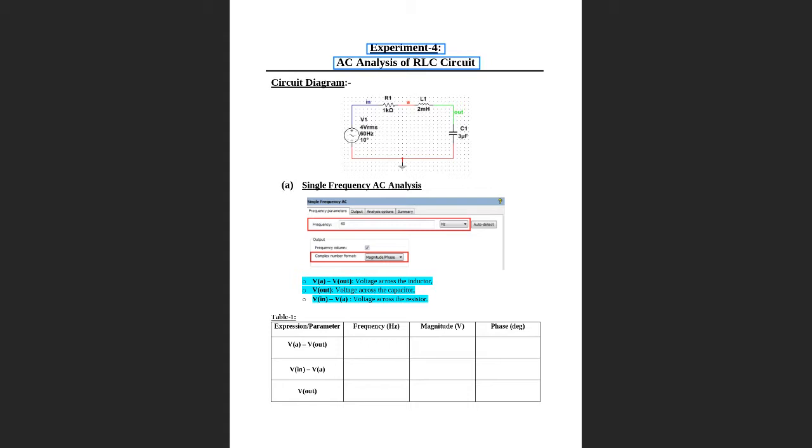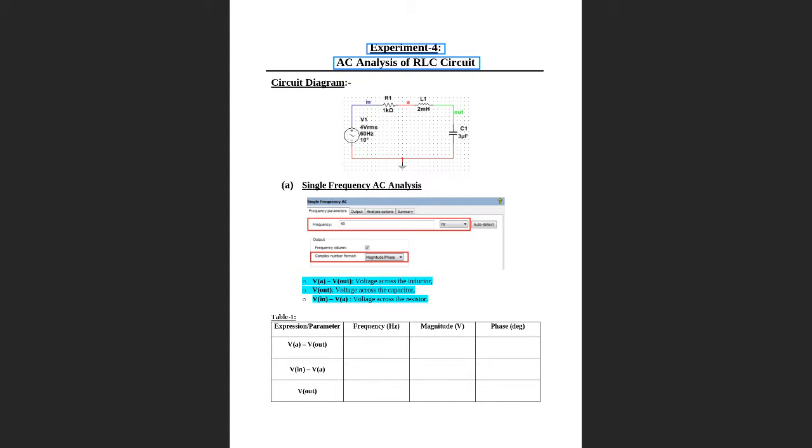As you learned in experiment number 1 and experiment number 2, we have dealt with DC circuits. The input was DC, the output was DC. Whereas for experiments 3, 4, and 5, we are going to study the AC part. In experiment number 3, we started with the basics of AC. We learned how to measure the AC voltage, that is magnitude, and how to measure the AC frequency, and also how to measure the impedance of a series RL circuit.